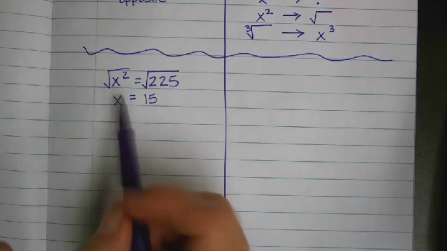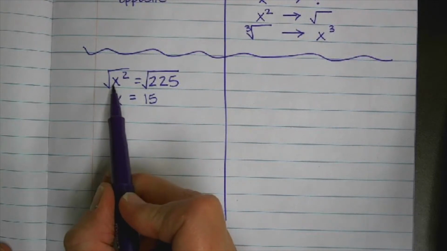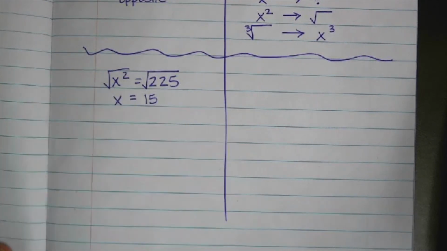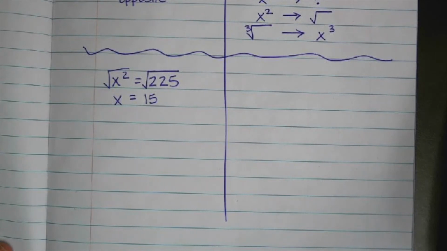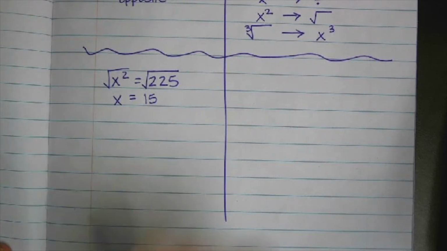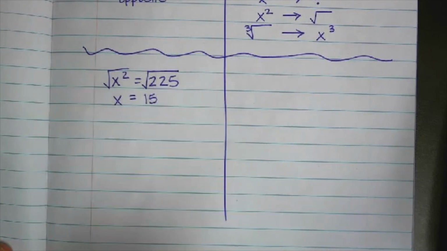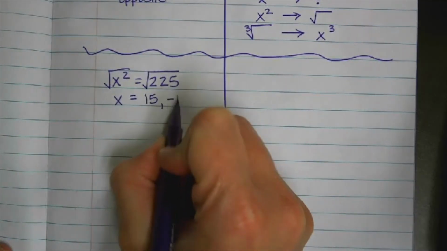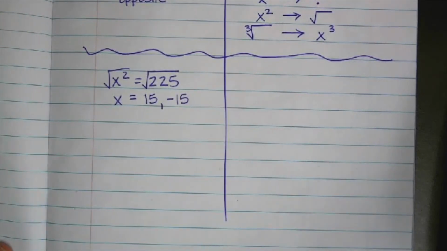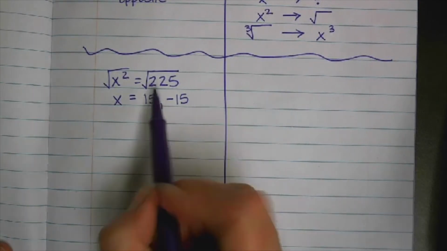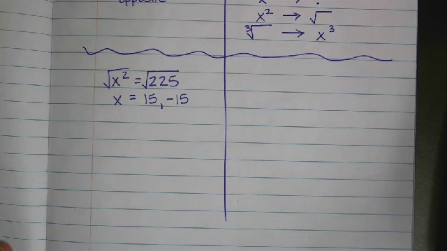But there's also another answer. There's another answer that I could put in for x, and after I square it, I would still get 225. Does anybody know what this is? This usually stumps a lot of students. So let me go ahead and tell you. If 15 works, 15 times 15 gives me 225, then a negative 15 will also work, because a negative 15 times a negative 15 is indeed a positive 225.